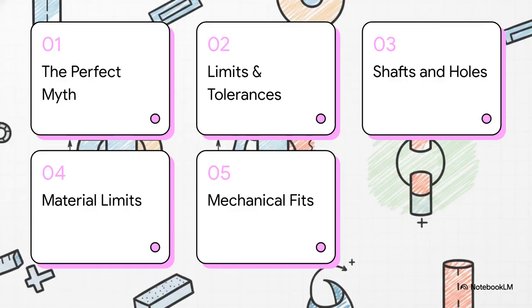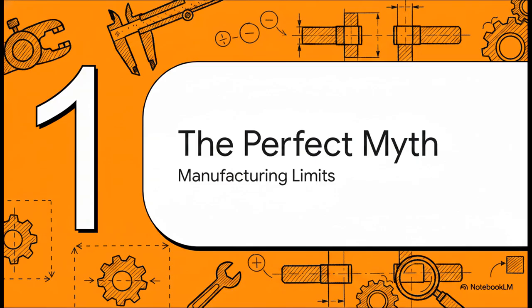To navigate this, we're going to follow a quick 5-step roadmap for this explainer. We'll hit the perfect manufacturing myth, limits, tolerances, and deviations, analyzing shafts and holes, understanding material limits, and finally, mastering mechanical fits. All right, Part 1, the perfect manufacturing myth. Let's lay down the basics.